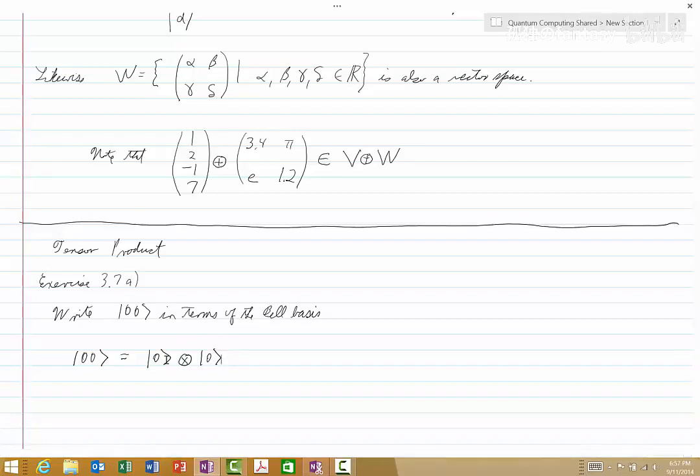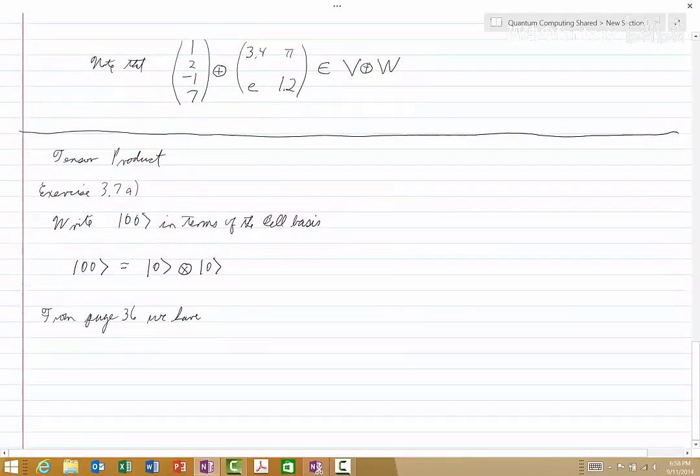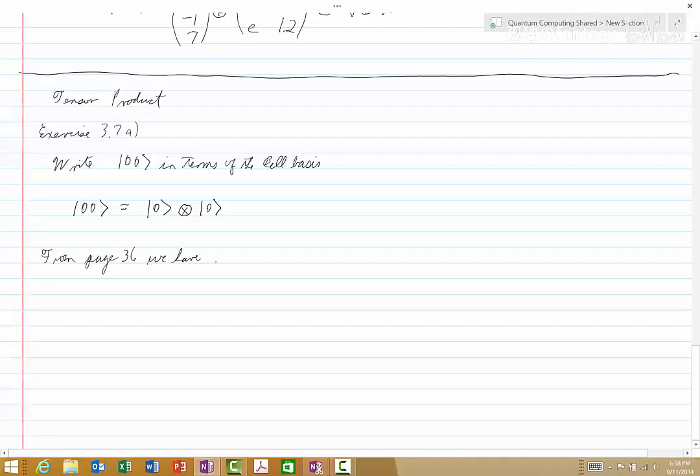Now let's look in your book and see what this Bell basis is referring to. The answer is on page 36. From page 36 we have that the Bell basis is given by the following.